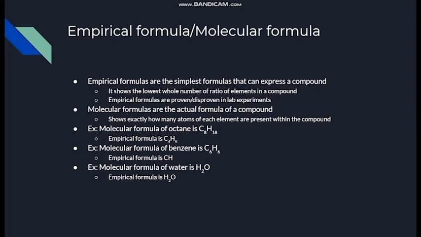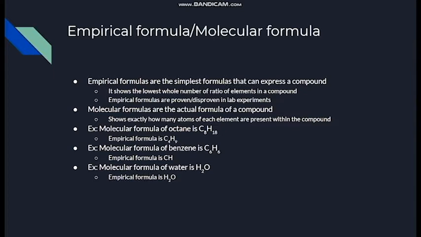Now, empirical formula and molecular formula are two very important terms that you're going to need to know throughout chemistry in high school and university. Empirical formulas are the simplest formulas that can express a compound. They show you the lowest whole number ratio of elements within a compound. Empirical formulas are proven and disproven in lab experiments, but we can find the empirical formula with some given information as well.